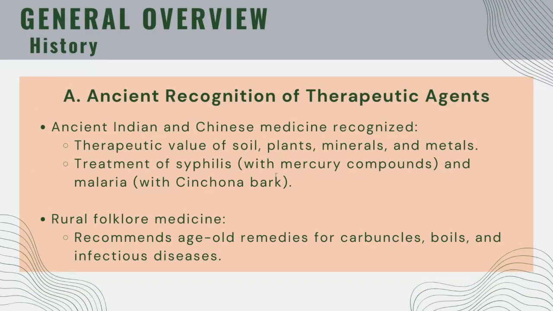History of chemotherapy. The first is the ancient recognition of therapeutic agents. It started in the ancient Indian and Chinese medicine, recognizing therapeutic value of soil, plants, minerals, and metals. There's also treatment of syphilis with mercury compounds and malaria with cinchona bark. Rural folklore medicine recommends age-old remedies for carbuncles, boils, and infectious diseases.